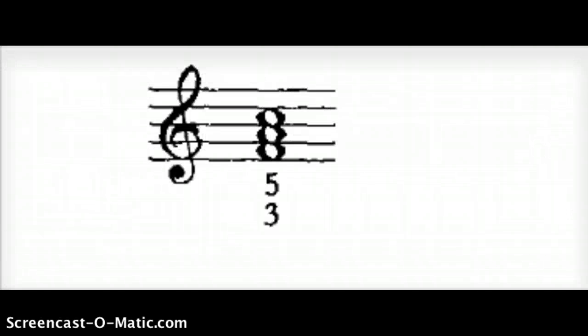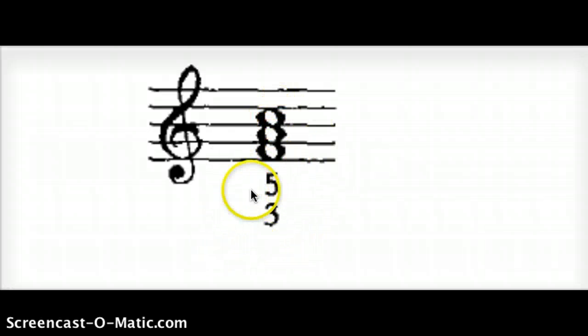Here's a root position F major triad. As you can see, the numbers down here are 5 and 3. They refer to the number of intervals above the lowest note, or the bass note. 3 refers to the note 3 steps above the bass note, so F, G, and then A. And the 5 is 5 notes above the bass note. 1, 2, 3, 4, 5.